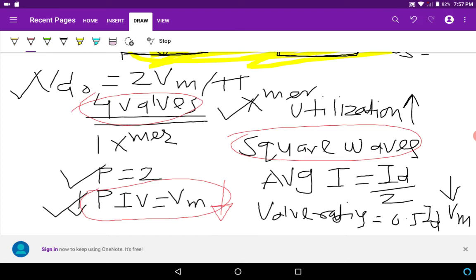So this is the full wave bridge rectifier. We have completed all the single phase rectifiers we have seen, and we have compared them. In the next lecture we'll see a 3-phase rectifier, and finally the HVDC converter will be completed.